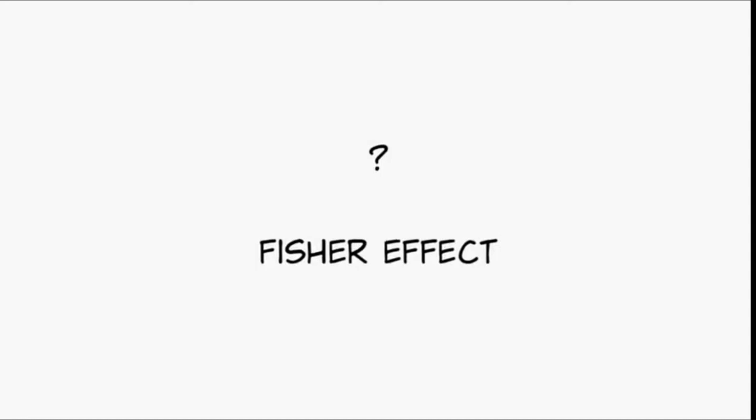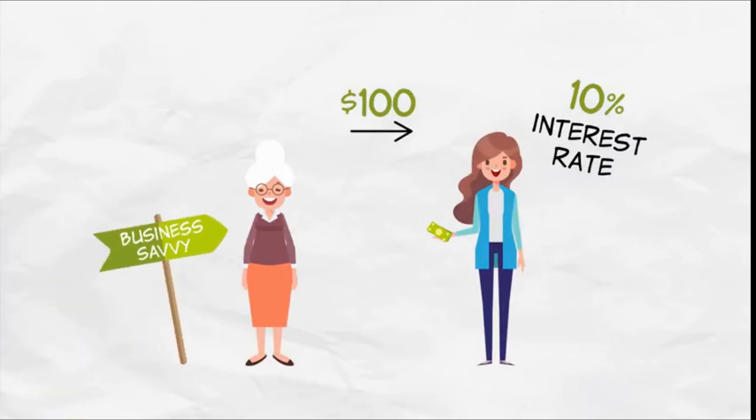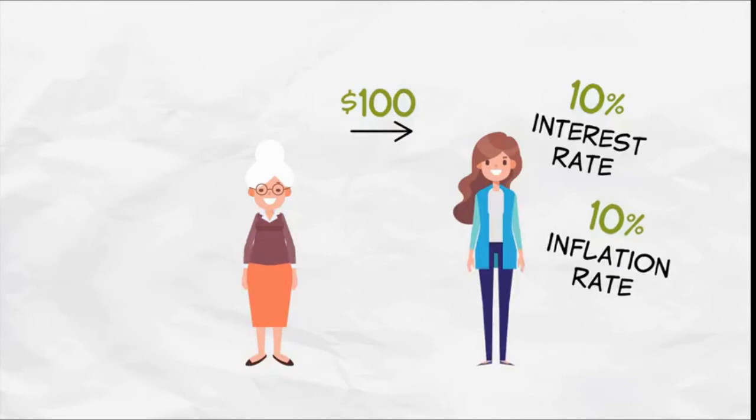What is the Fisher effect? The Fisher effect describes the relationship between the inflation rate and the nominal interest rate. Suppose your grandma lends you $100 at an interest rate of 10%. That's right, this grandma has an interest rate. But suppose also that over the year, the inflation rate is 10%. So at the end of the year, you pay your grandma back $110.